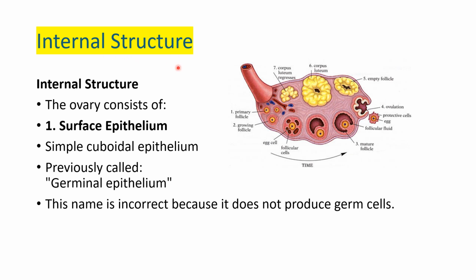So the internal structure of the ovary. The ovary consists of the surface epithelium, which is the surface layer of the ovary, a simple cuboidal epithelium. These are the type of cells which make up the surface epithelium of the ovary. It was previously called the germinal epithelium. This name is incorrect because it does not produce germ cells. So that's why it was then changed to just surface epithelium.